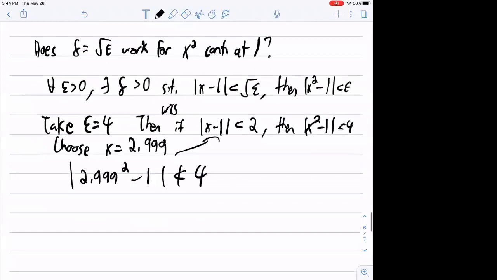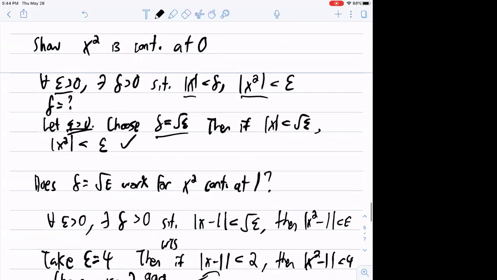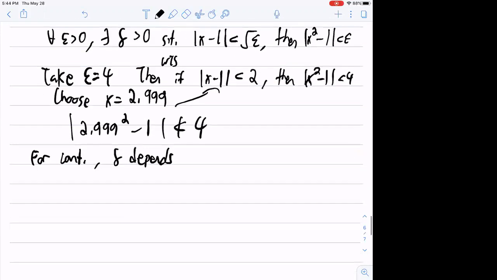So for continuity, delta depends on epsilon, right? Because someone hands me epsilon, and then I choose my delta. So delta should always depend on epsilon. But here, delta depends on your x, right? It depends on where you want to show continuity. So for continuity, delta depends on epsilon and on x, the point where you want to show continuity.